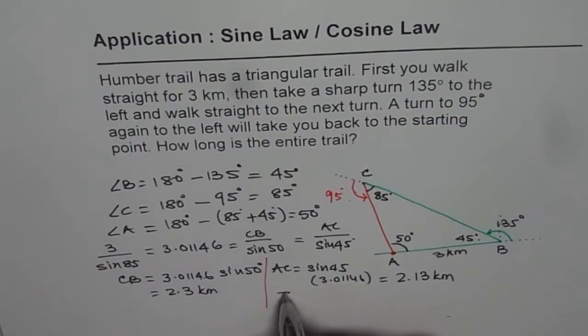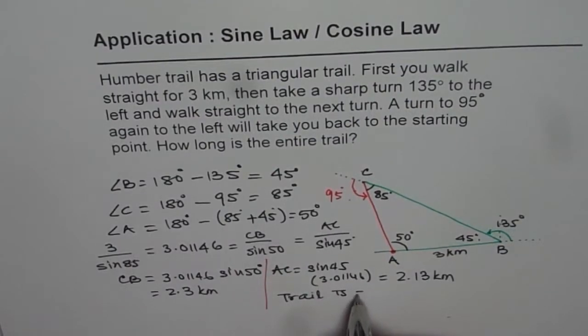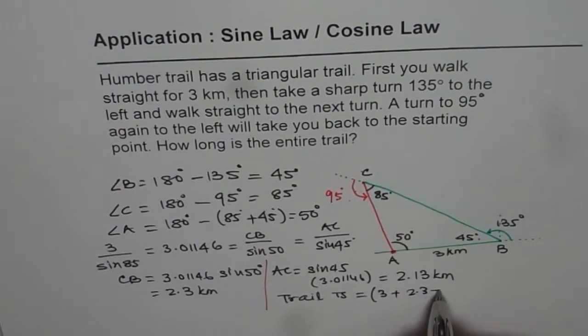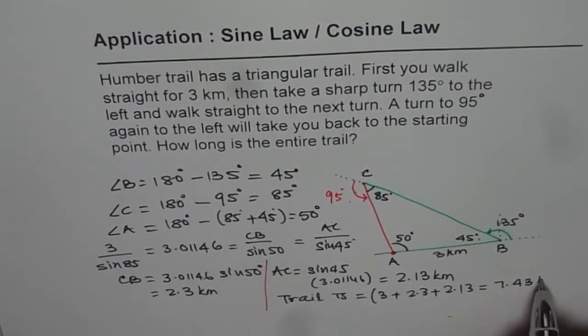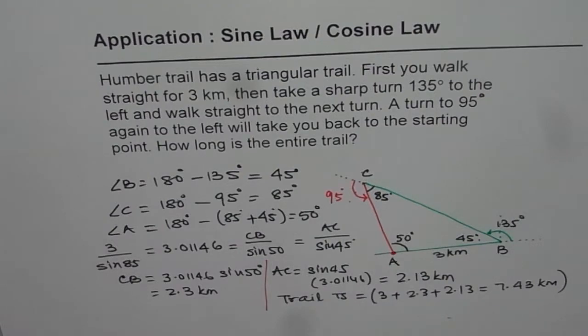Now the question is, how long is the entire trail? You have to add all three, right? So we have 3 plus 2.3 plus 2.13, which equals 7.43 kilometers. So that is the length of the whole trail, 7.43 kilometers. It's a straight application of sine law, which can help us find the length of the trail. Here we were given two angles and one side, so sine law makes sense. I hope you appreciate it. Thank you.